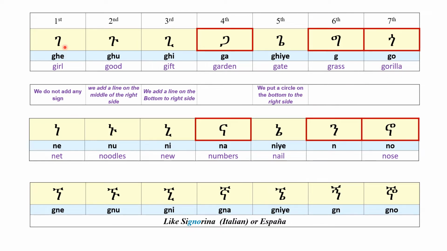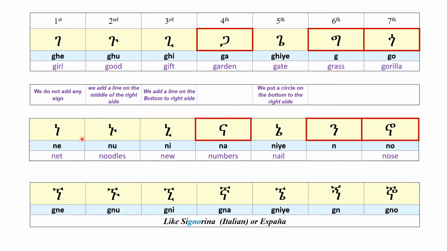Let us see how we put the signs. Ge, to the first letter we do not add any sign. Gu, we add a line on the middle of the right side. Gi, we add a line on the bottom of the right side. Ga is irregular. Ge, we put a circle on the bottom of the right side. G is irregular and go is irregular.